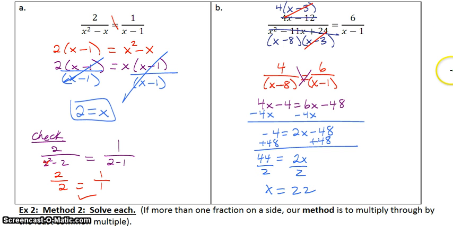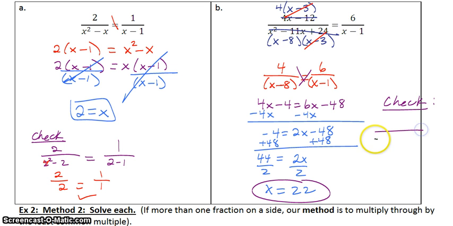And really quickly, let's check. And mainly when we're checking, we're looking to see if I can plug in x and get it to be 0 on bottom. So you can see right away that if I plug in a 22 on the right side, that's going to be fine, because 22 minus 1 is 21. We just don't know if on the left side it's going to work out.